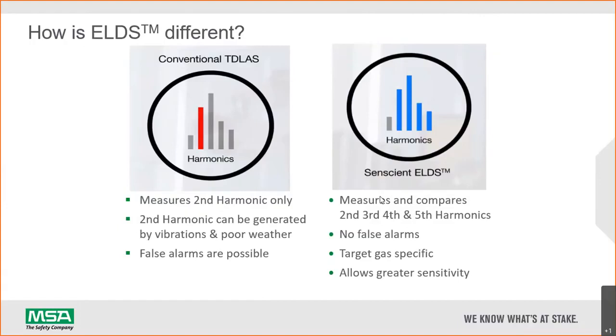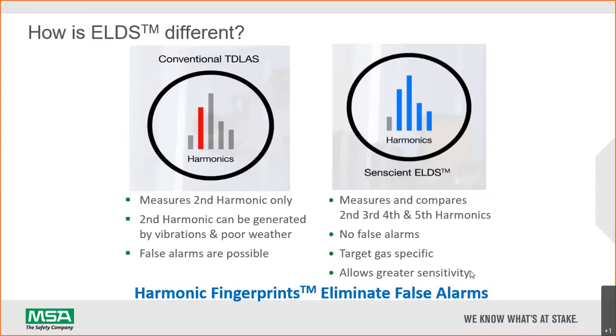Whereas ELDS measures not only the second, they also measure the third, fourth, fifth harmonic. And that is why we say no false alarm. And this is target gas specific because this is a laser, so it is always specific to one particular component. Also greater sensitivity, we can go down to the lower sensitivity. And that is the reason this is our patented harmonic fingerprint, which eliminates false alarm, confirms no false alarm. Okay, that eliminates false alarm.